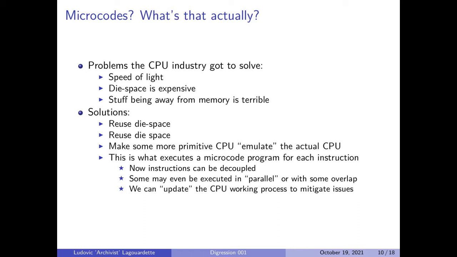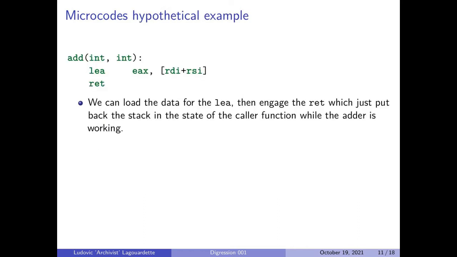So let's say a hypothetical CPU may implement those LEA and ret instructions to make things faster. First of all, we need to load the data to perform the LEA. So we can load that data and start engaging the return immediately, because we do not touch anything else except EAX, and return doesn't touch EAX. Like the ret, it will alter the stack structure and the stack pointer, never touching EAX.